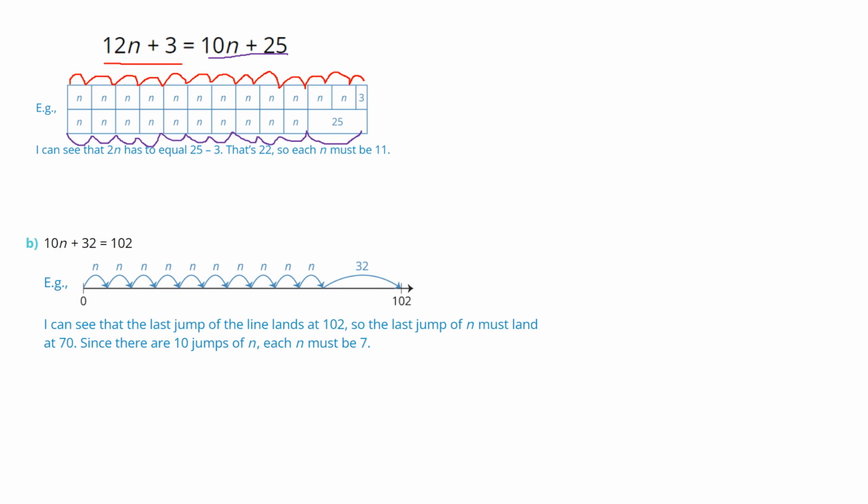Okay, so again, if I want to isolate the variable, if I'm going to take away 10 n's from the bottom, then I must take away 10 n's from the top. And if I take away 3 from the top, I must take away 3 from the bottom. Which leaves me with 22 down here. So now I know I have 2n on the top equals 22 on the bottom.